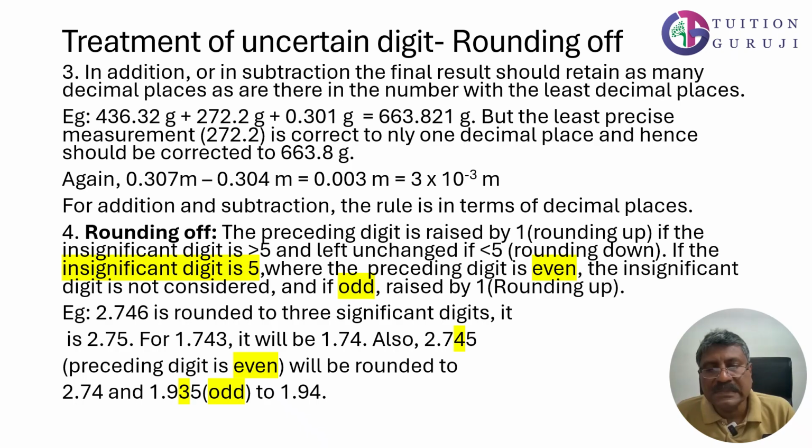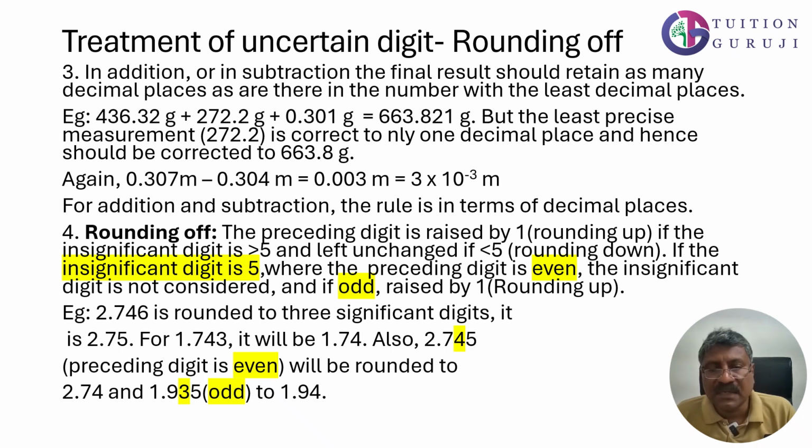Again, 0.307 minus 0.304 will give 0.003, that is equal to 3 into 10 raised to minus 3 meter. For addition or subtraction, the rule is in terms of decimal places, not in terms of significant figures.